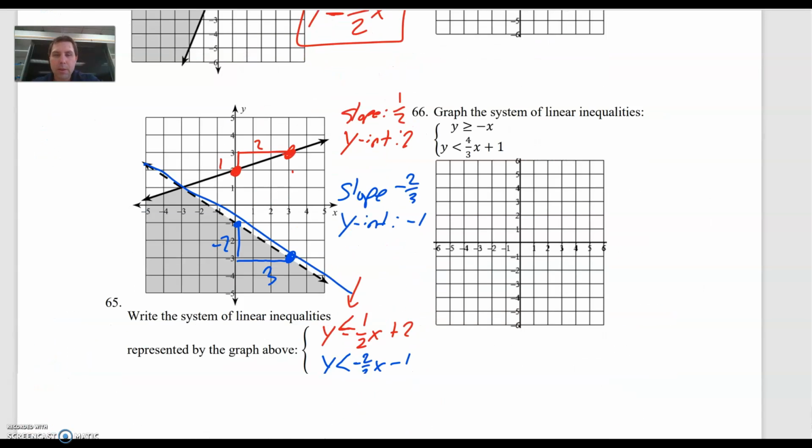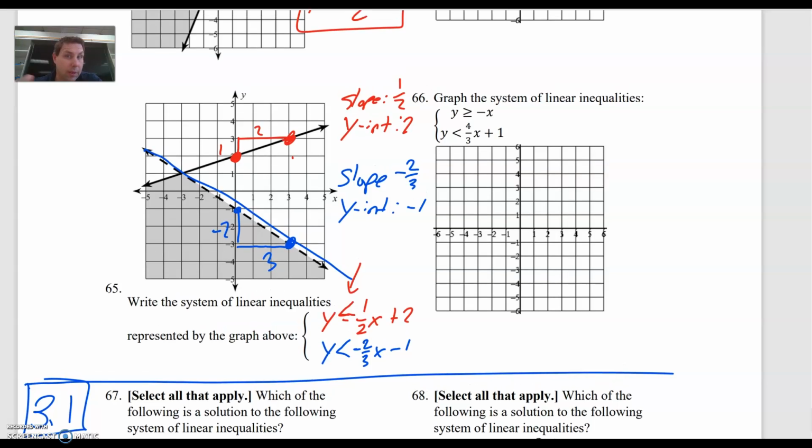Okay? So if I go to 66, for example, they've given it to us. Let's just graph it. So if I look at 66, I see y has to be greater than or equal to -x. I'm going to graph y equals -x. Notice I know my slope is -1. The y-intercept is 0. There's nothing there. So I'll start here. I'll go down 1 for every x, down 1 for every x, down 1 for every x.